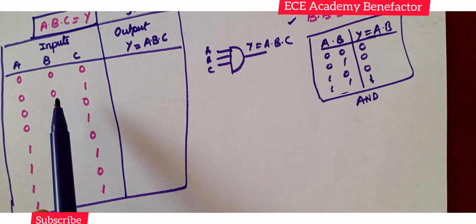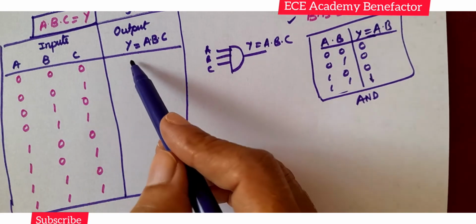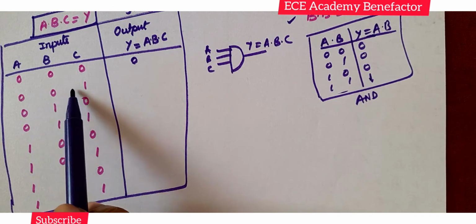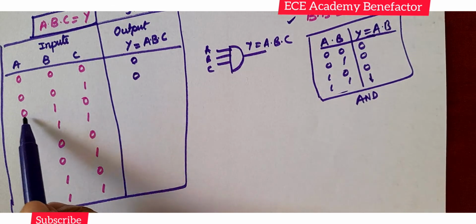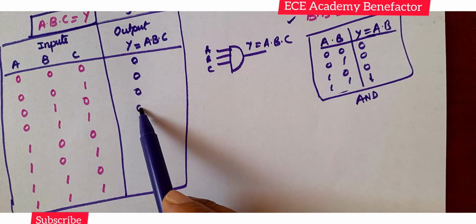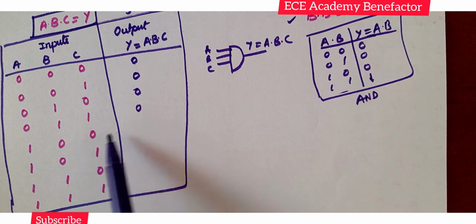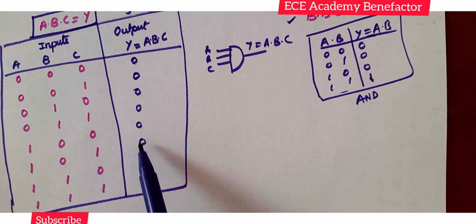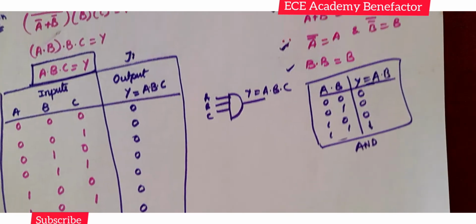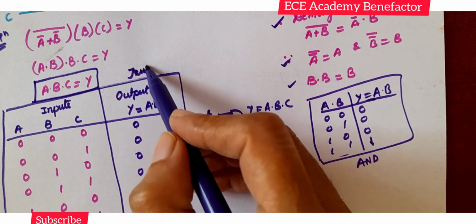So, here if you observe in this combination, all are 0. So, the output is 0. Here, are all the inputs 1? No. So, it will be 0. Here, are all the inputs 1? No. So, it will be 0. Are all the inputs 1 here? No. So, output is 0. Are all the inputs 1 here? No. So, it is 0, likewise. In the last case, all the inputs are high. So, the output will be high. So, in this way, we can determine the truth table for the given circuit diagram.